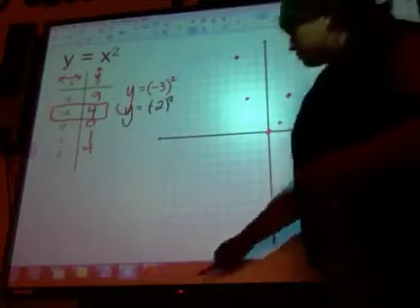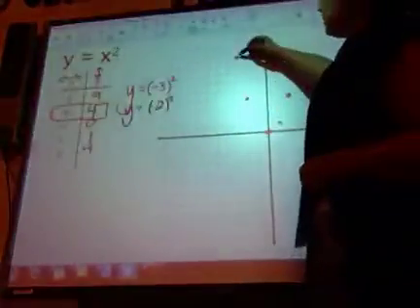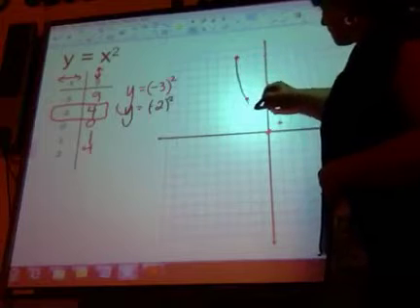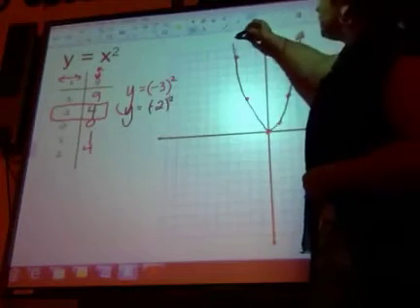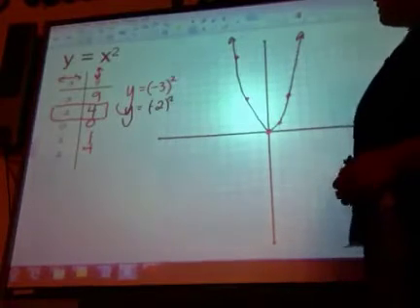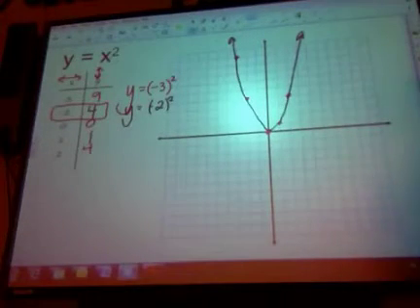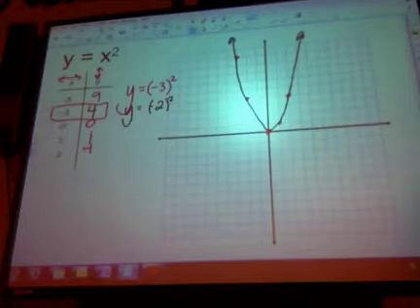Then the last thing we're going to do is just connect our points. We know that this keeps going, so we put arrows at the end. So this is what the graph of y equals x squared will look like.